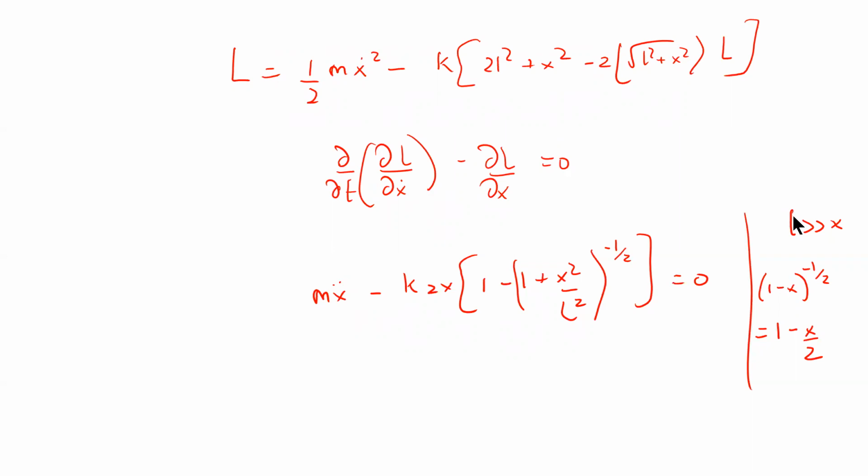Now using this approximation, the equation of motion becomes m x double dot plus k x cubed by L squared equal to 0. So this is your equation of motion, and this is given by option number A.